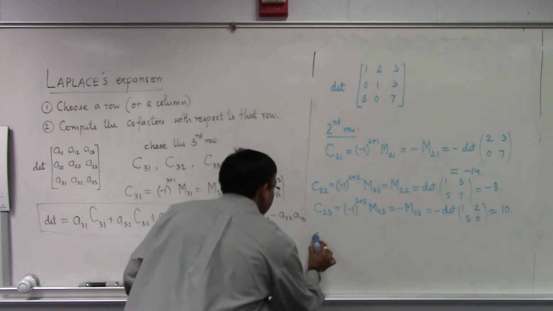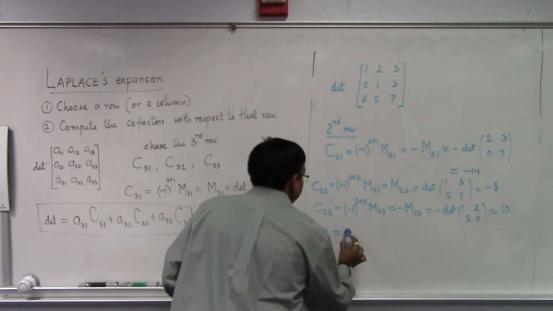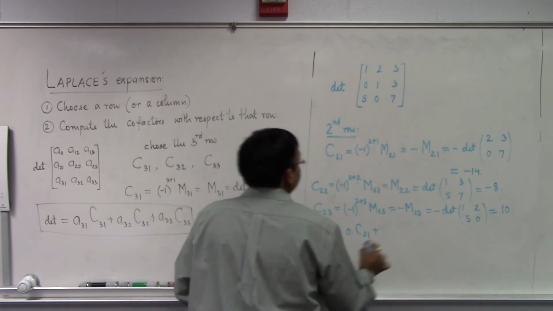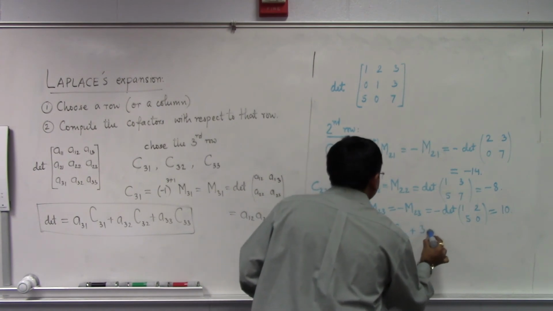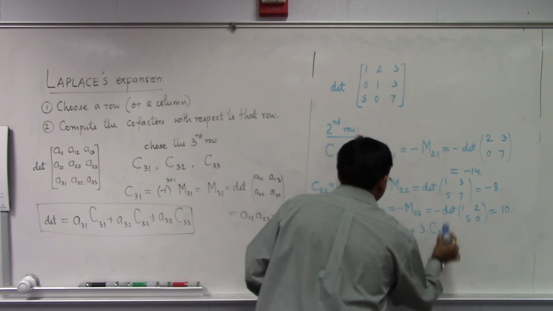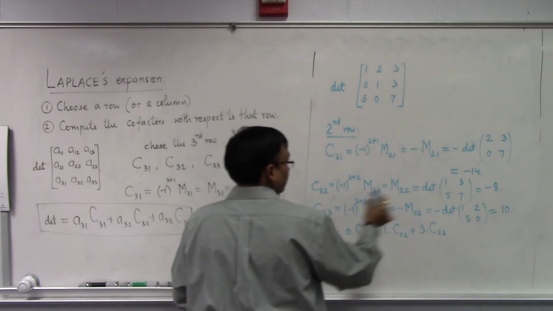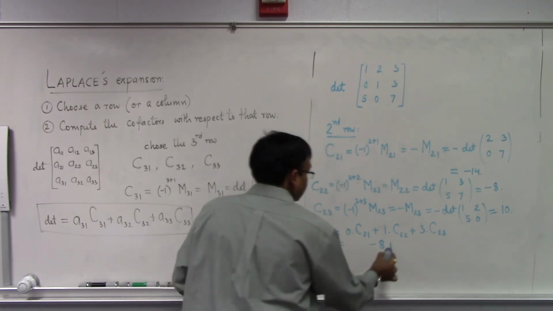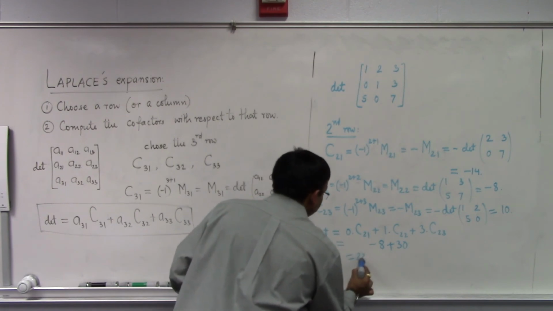So according to Laplace, the determinant of our matrix would be 0 times C21, plus 1 times C22, plus 3 times C23. C22 we just found is minus 8, so it is minus 8 plus 30, so the determinant must be 22.